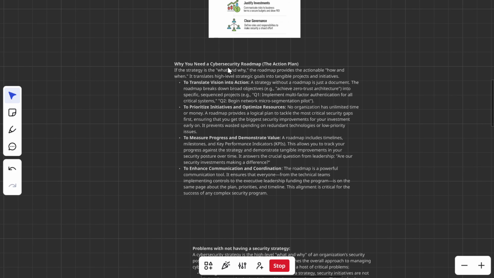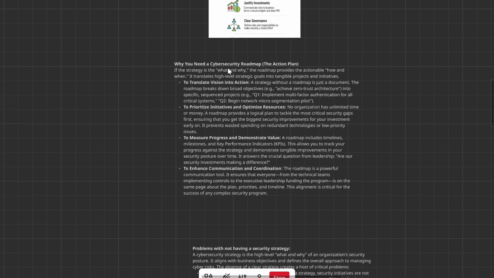There is also roadmap. So remember, it's not just strategy. Strategy is one part. Roadmap is how you get to where you want. So roadmap is extremely important. If you have a strategy but you don't have a roadmap, that's half the picture. You're still going to run into many problems.